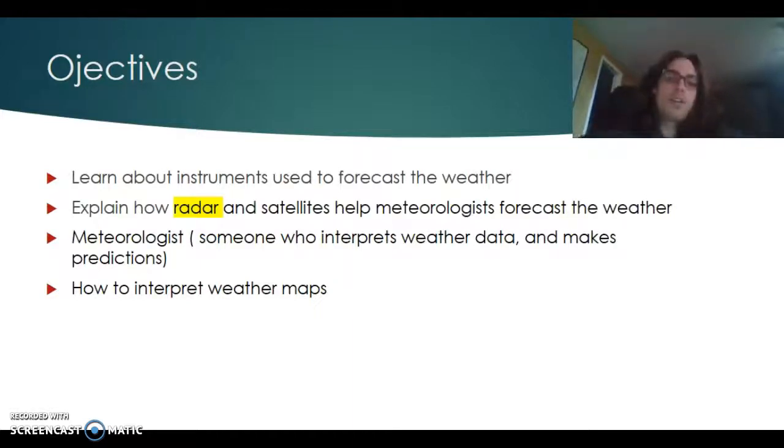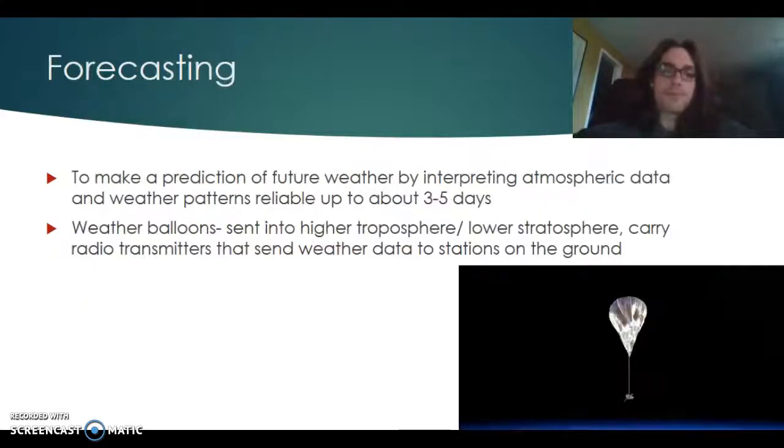So radar and satellites are going to be probably on the quiz, so remember to write some notes down about that. And then a meteorologist, this is important, is someone who interprets weather data and makes predictions on that weather data for future weather. And then we're going to learn how to interpret weather maps.